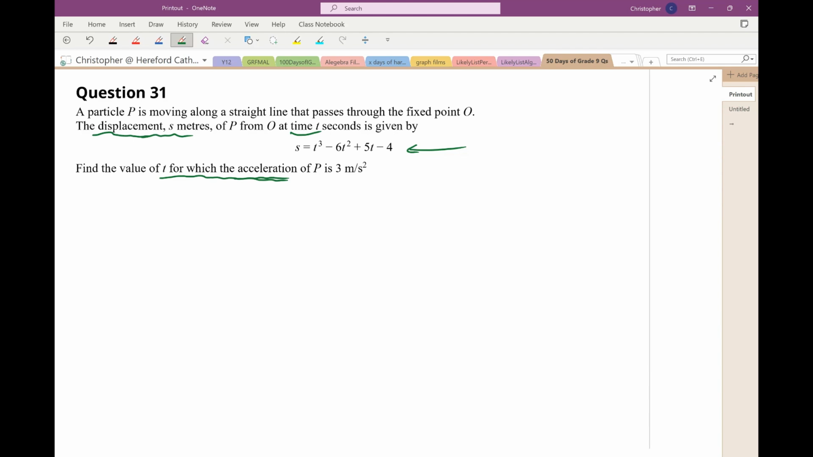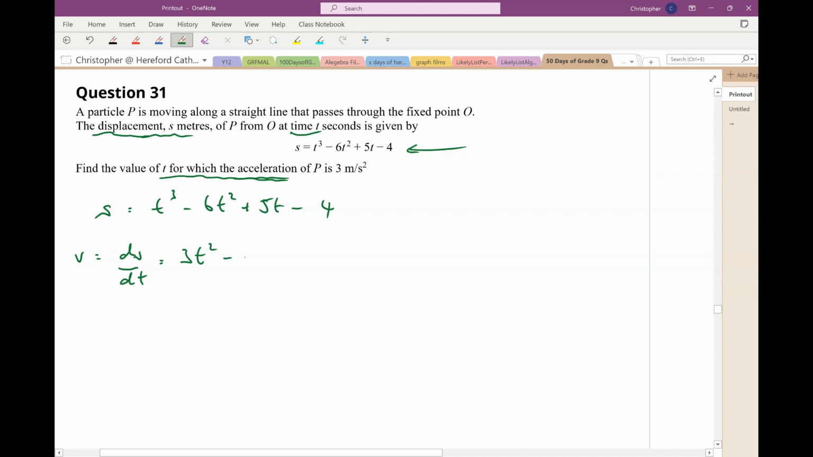So I've got an expression for the displacement. So I can differentiate that to get an expression for the velocity. 3t squared minus 12t plus 5. And I can differentiate that to get an expression for the acceleration. That's 6t minus 12. So there's an expression for the acceleration.